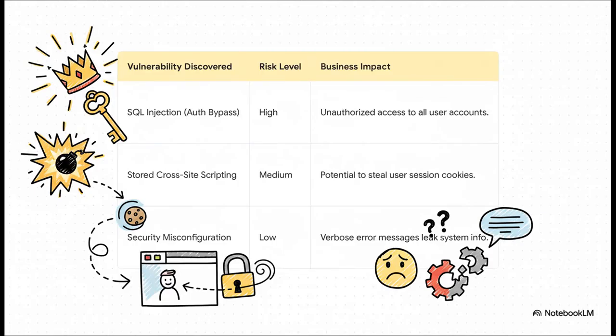And a good report doesn't just list problems. It organizes them by risk. That SQL injection that lets an attacker log in as anyone, that's obviously a high-risk find. It's the keys to the kingdom. The XSS is probably medium. It's still dangerous, but it needs another user to come along to work. This kind of rating system is crucial because it helps the organization figure out what they absolutely have to fix right now.